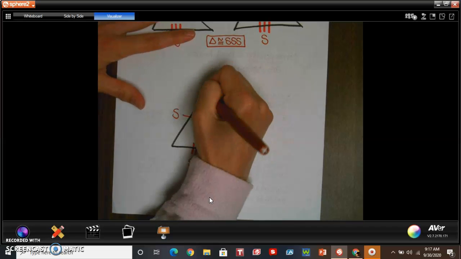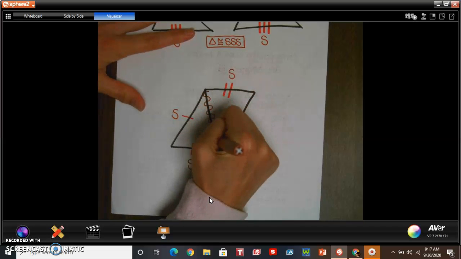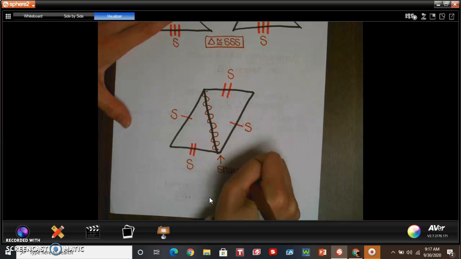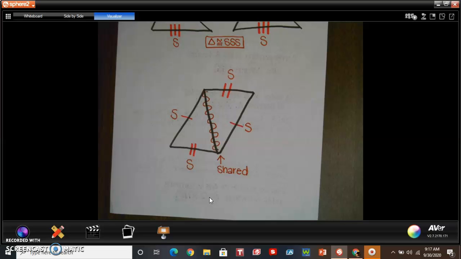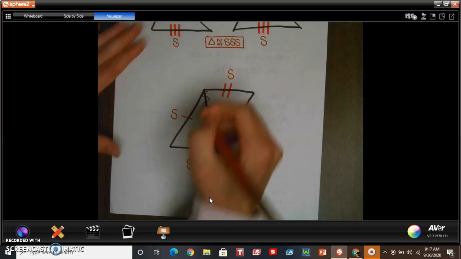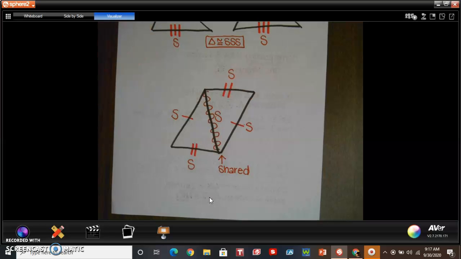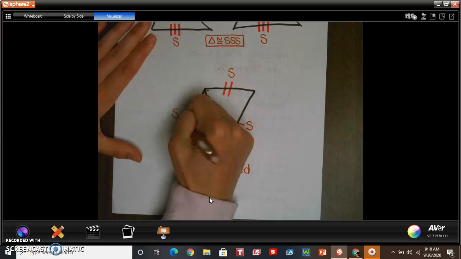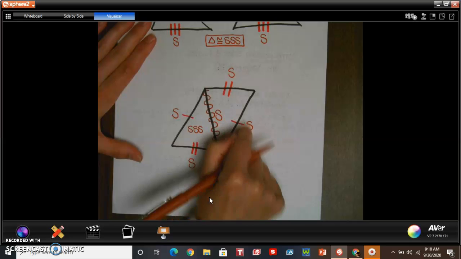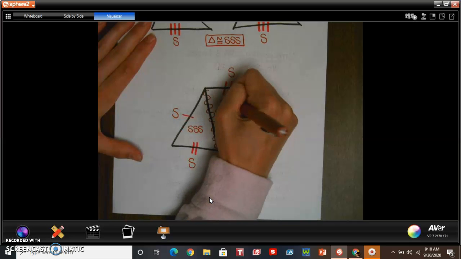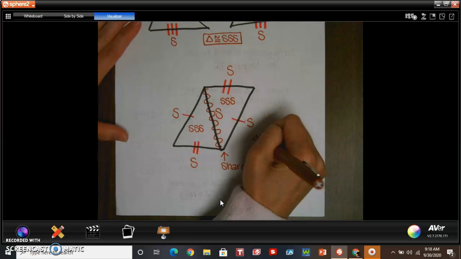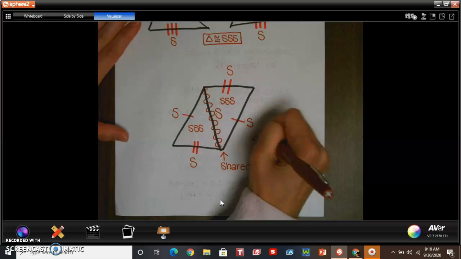Do you notice how these two triangles are sharing a side? Anytime you have a shared side, it's guaranteed to be congruent because it's shared. So we can label that S as well because it is a shared side. S for side, okay? So let's read our triangle. It's saying S, S, S. And this one says S, S, S. Do they match? Yes, they do. So we can say that the triangles are congruent by side, side, side.